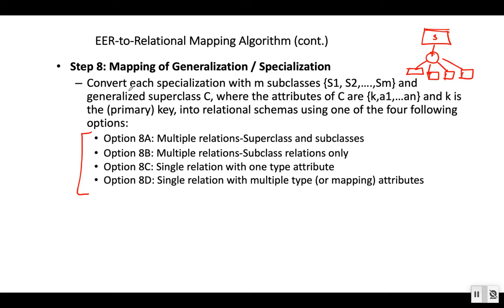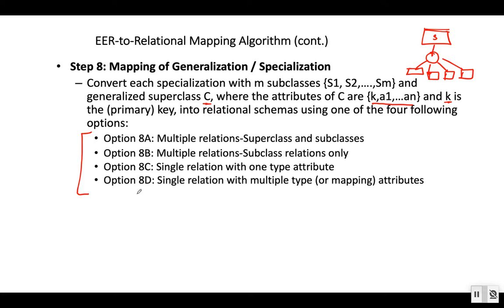So here what we are going to do is convert each specialization with M subclasses and generalization with superclass C, where the attributes of C, the attributes of the superclass, and K is the primary key, into the relational schema using one of the four options, and of these four options we are going to use only one option to do the mapping.